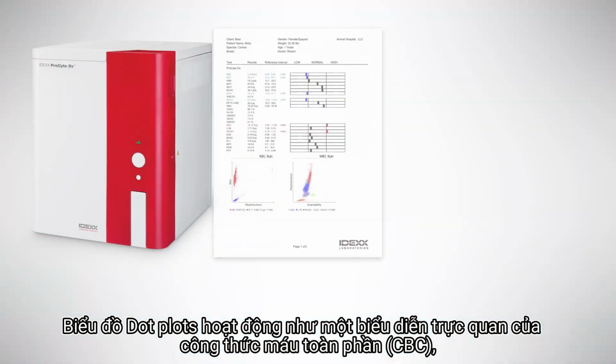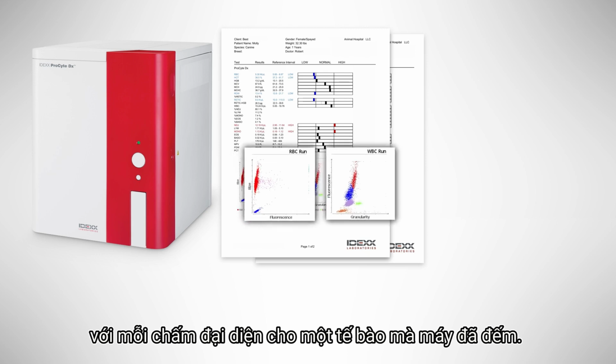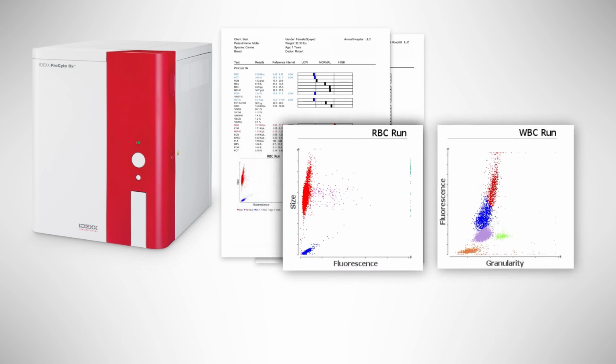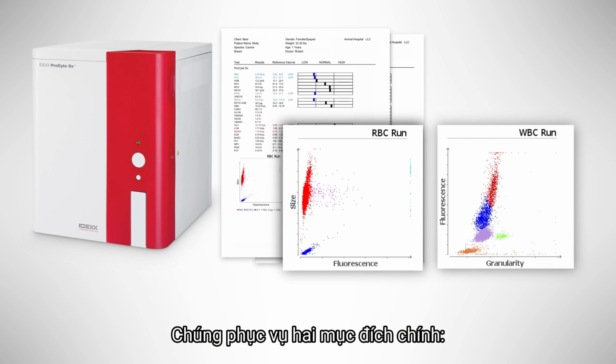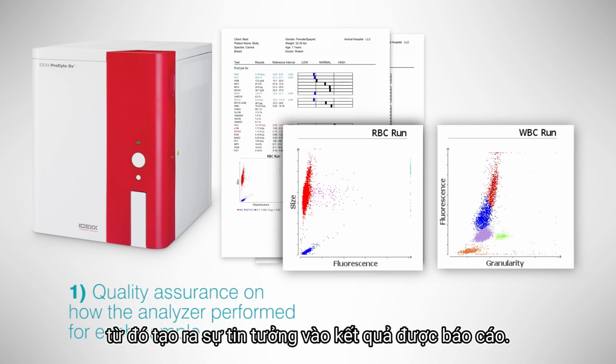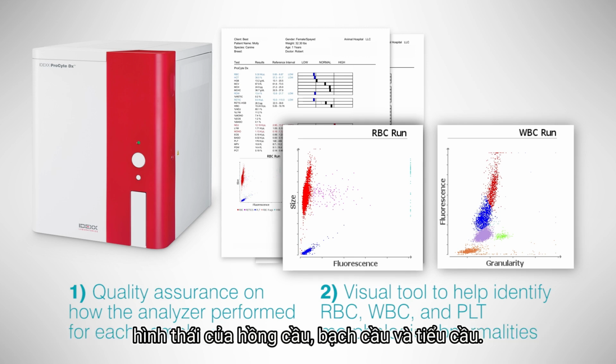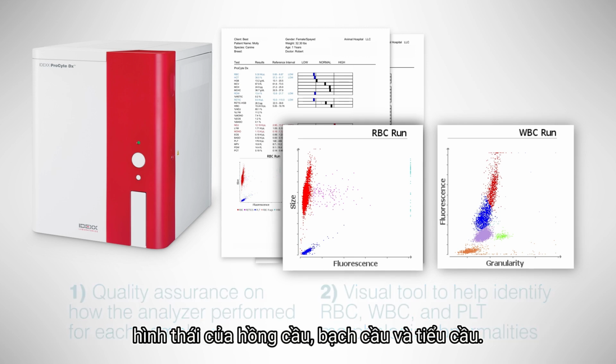Dot plots act as a visual representation of the CBC, with each dot representing a cell that the analyzer counted. They serve two primary purposes. One, quality assurance on how the analyzer performed for each sample, thus creating confidence in the reported results. And two, as a visual tool to help identify red blood cell, white blood cell, and platelet morphologic abnormalities.